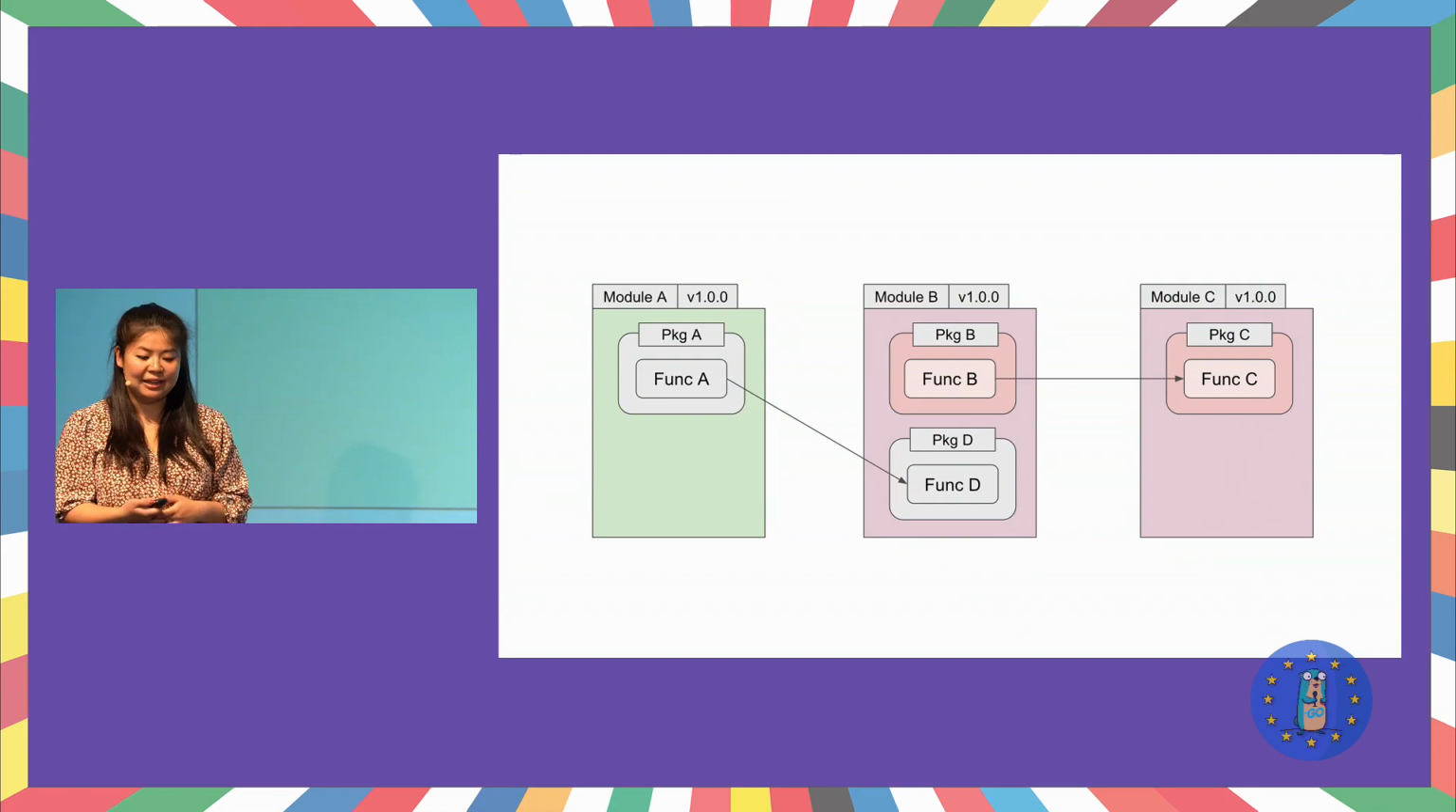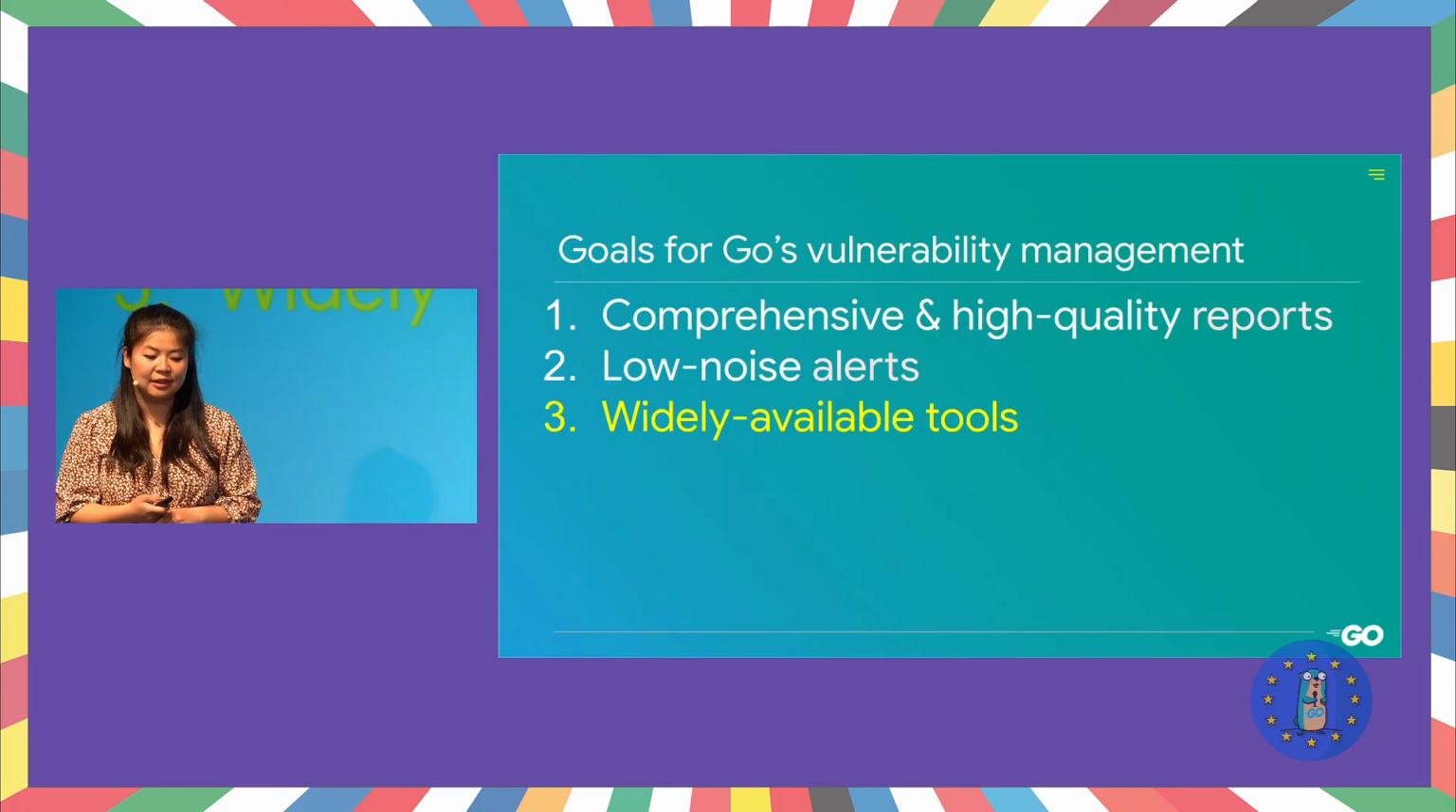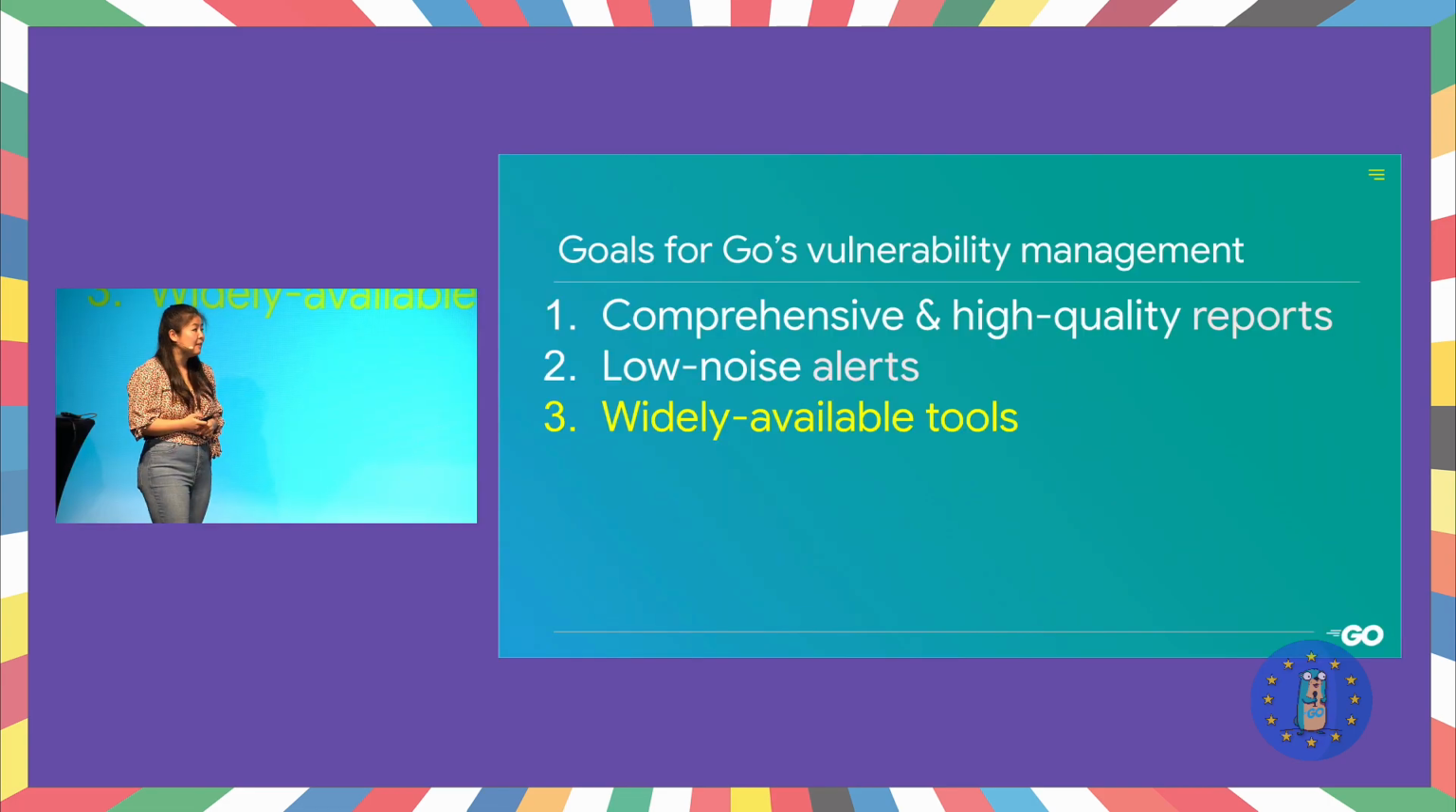But we can use static analysis to detect for vulnerable functions in your code and produce no-noise vulnerability alerts. And even though anyone could theoretically just read the data from the Go vulnerability database themselves, we wanted to make it really, really easy for Go developers to scan for vulnerabilities in their projects. We do this by making Go support for vulnerability management widely available through all of the existing tools that you might already be using as a Go developer.